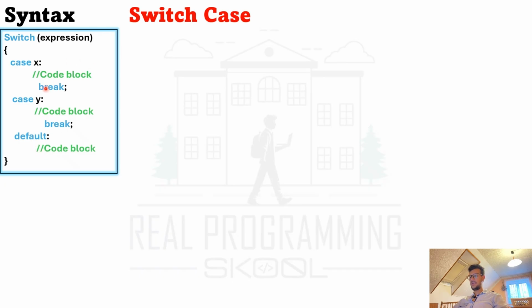The compiler checks these cases and none of them equals the expression, so in the end it will execute the code of the default, and after that, go on to complete the rest of the code of the program after the switch case. Let's have an example.